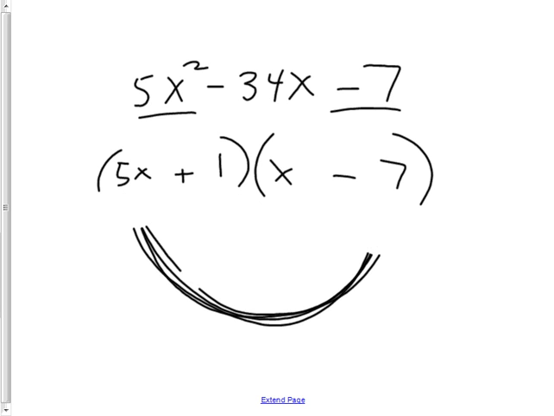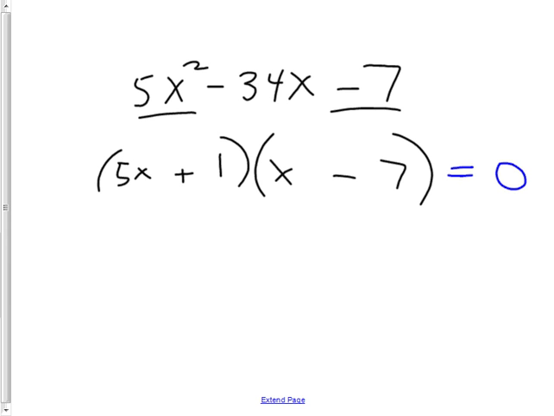Raise your hand if you got it right this time. Okay, good. So factoring's huge. Be good at that. Now, why do we do that so much? Because almost always it says equals 0, and then you have to find the 2 roots, which would be 7 and negative 1/5.